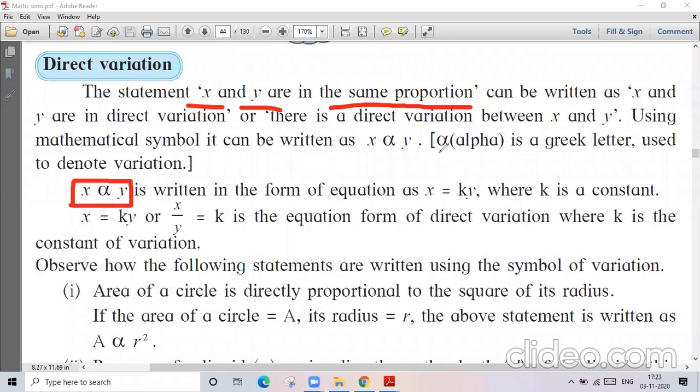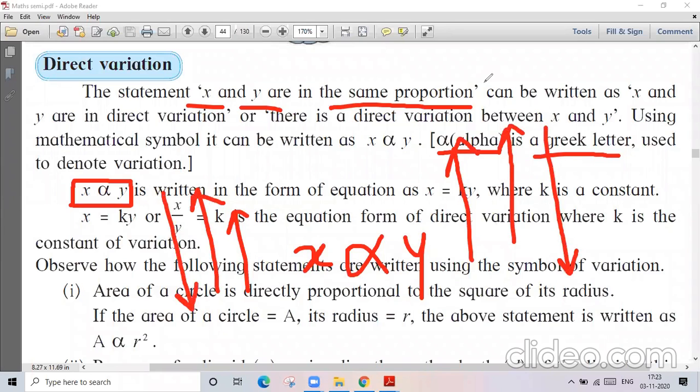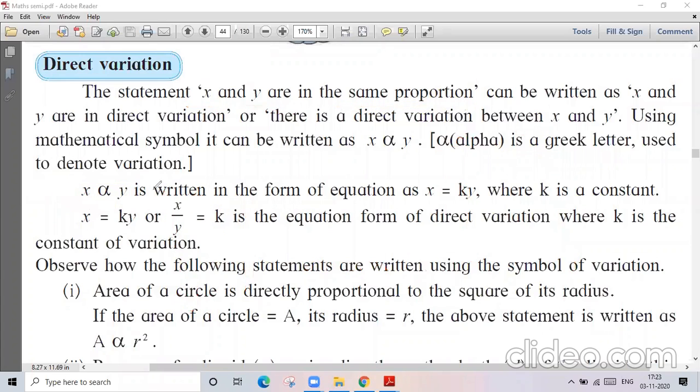And this sign is known as alpha. It is a Greek letter used to denote variation. That means your X is directly proportional to Y. That means if you increase the X, Y also increases, right? Number of books increase kara, the price of book will also increase. याला decrease करा, number of book decrease करो, yes, the price will also decrease. समजलं? त्याला म्हणतात direct variation. X is directly proportional to Y.